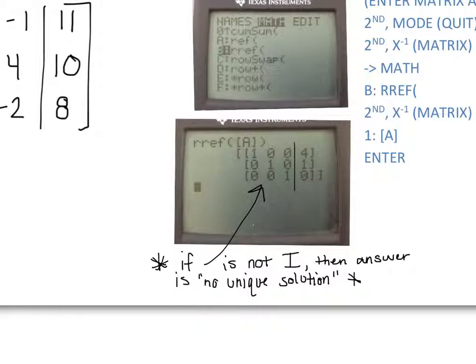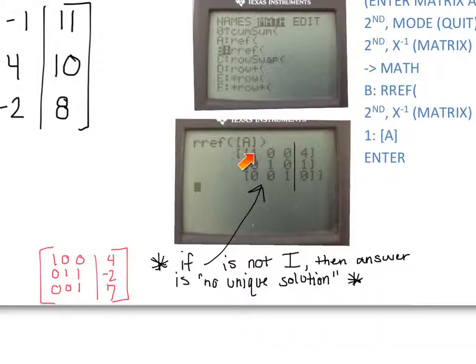So what's an example of it? Like if you're going to have several on your homework, but say they give you 1 0 0, 0 1 1, 0 0 1. Is that the identity? No. So it may still have numbers over there, and that's what's tricky. You really have to pay attention. If they gave you this, the answer would be no unique solution.